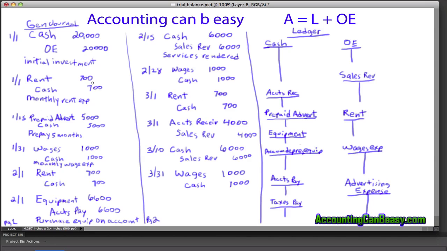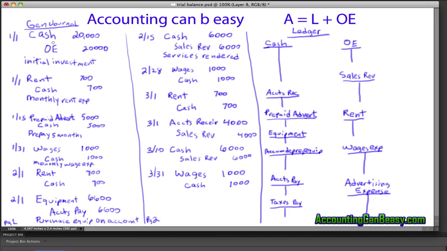What we're going to do today is prepare information to get ready for a trial balance. What we're looking at here is an abbreviated version of the General Journal and also an abbreviated version of the General Ledger. We're looking at transactions recorded by the business from January 1st to March 31st.